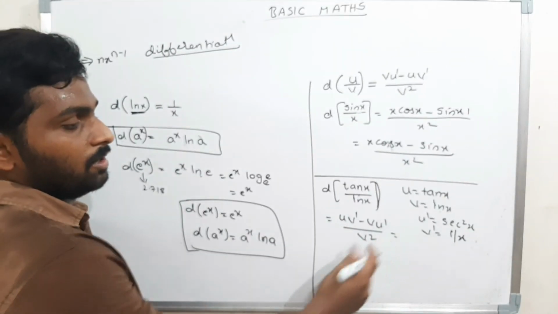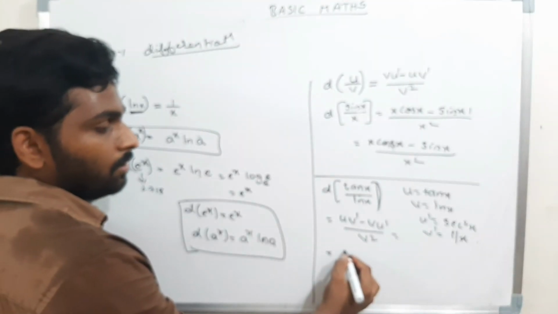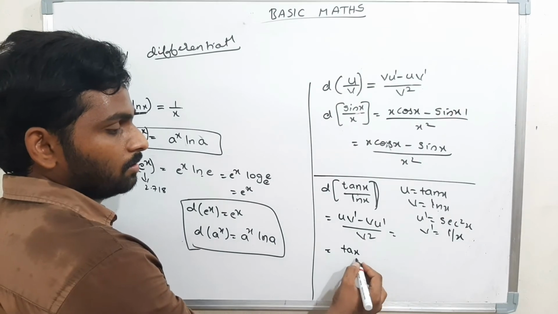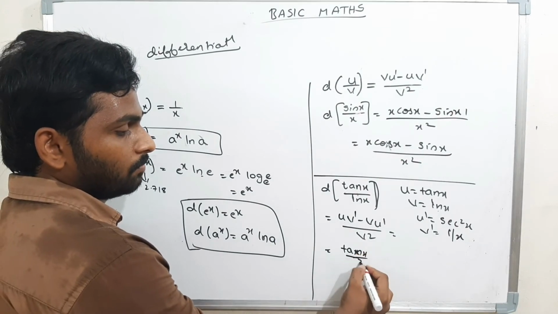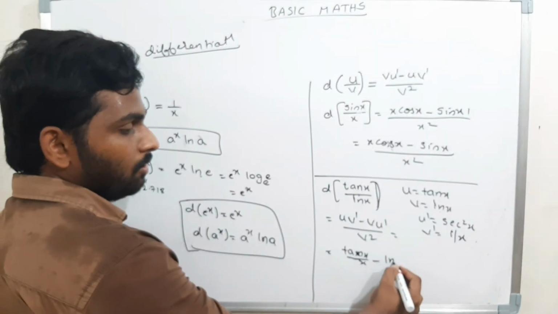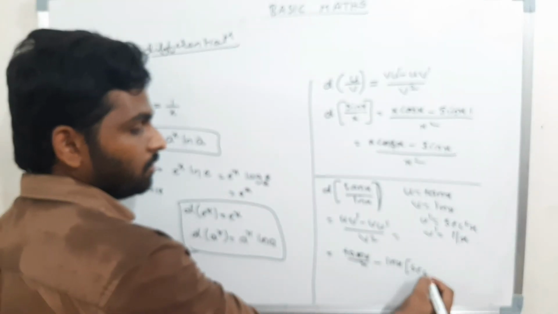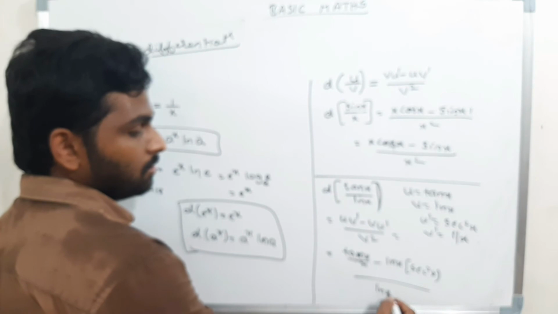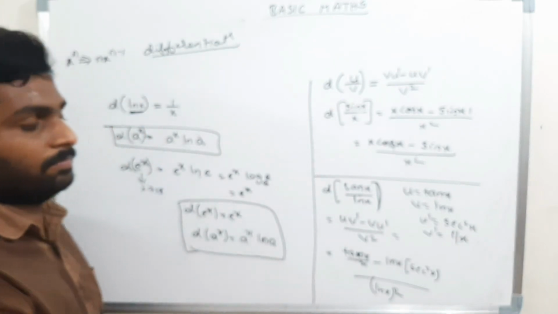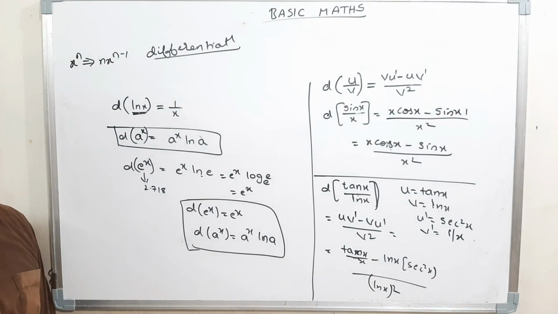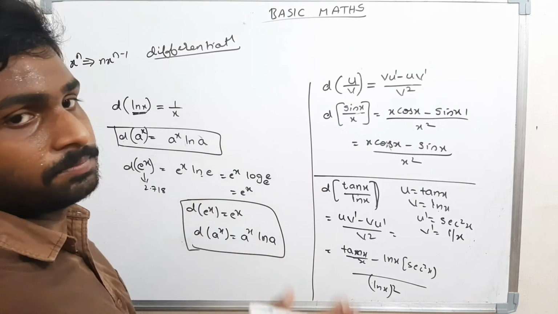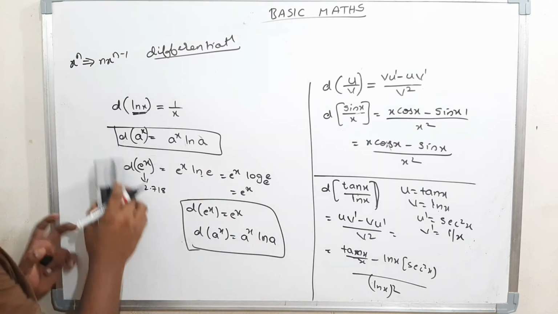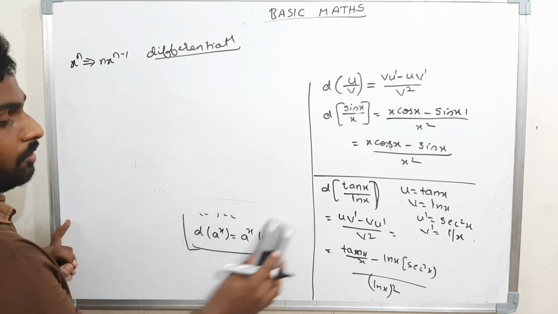Now keep these values here. What will you get? Tan x by x minus ln x secant square x by v square, that is ln x whole square. That is the answer. I think this is clear. Okay, fine. One more formula is there.